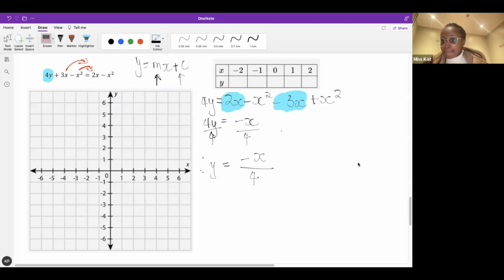Ma'am, why are we looking for y equals mx plus c without the coordinates? We have to get the coordinates, but you can't get them if your equation isn't in this form. Because remember, now that we have it, we're going to take the x's that we have over here and substitute them there. So we first wanted our equation to look like that, and then we are going to substitute now.